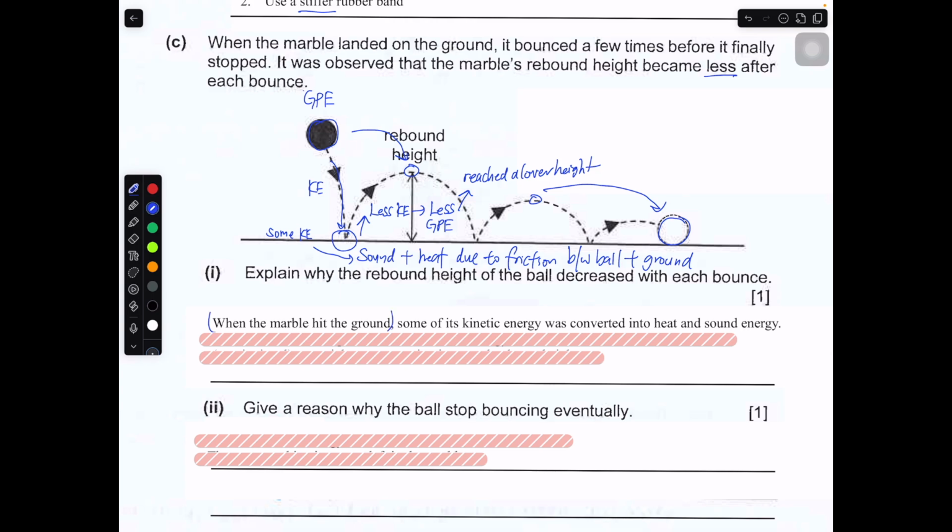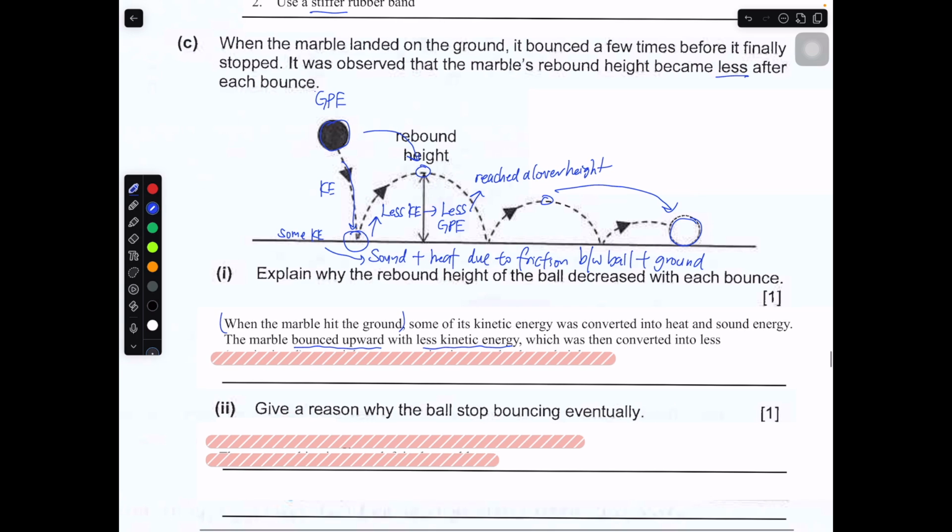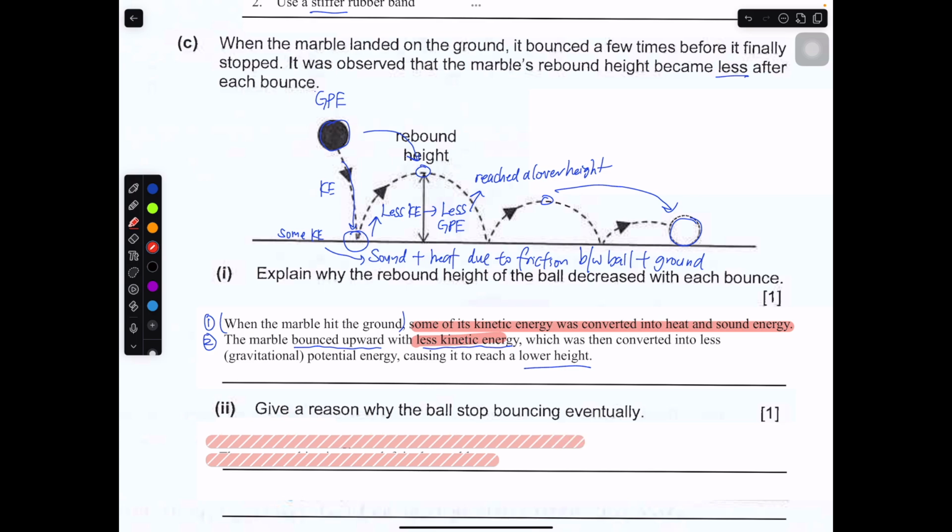You can just say the moment when it hit the ground, some of the kinetic energy was converted to heat and sound. So the marble bounced upward with less kinetic energy, which was converted into less GPE, causing it to reach a lower height. So this will be part of the explanation. This will be point 1, this will be point 2. It's quite a lengthy one. Let me highlight the main portion: some of its KE was converted to heat and sound, so it bounced upward with less KE, converted into less GPE, reaching a lower height.